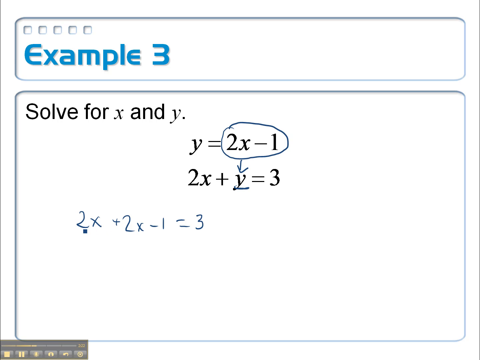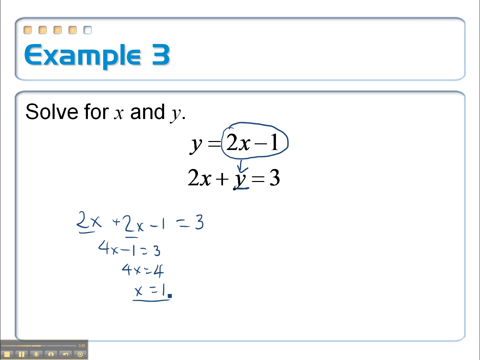Now just solve it. We got 4x minus 1 equals 3. Add the 1 over. So x equals 1. But we're not done yet. That's just half of the solution. We need to find the point. We need to find the y coordinate.